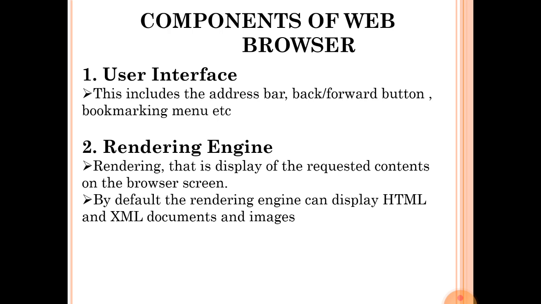Rendering engine. The rendering engine displays the requested content on the browser screen. It means the client has requested the server to open a web page or website, and the rendering engine displays the information on the web page. If the rendering engine is unable to run, the web page or website that you have opened will not be displayed. By default, the rendering engine can display HTML documents, XML documents and images on the web page.